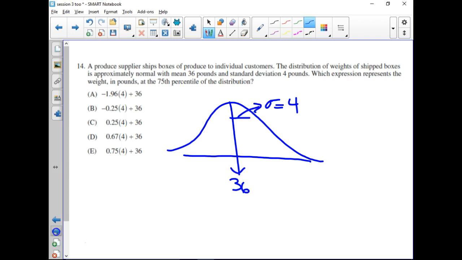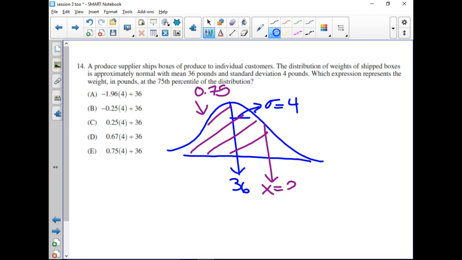Okay, so what does that mean? That's the 75th percentile. Yeah, we're on the right, okay? You can pick an arbitrary point, it doesn't matter. And a percentile always means less than by definition. So that means that this area here is 0.75. Well, the question is asking what's the observation? So I need to figure out what X is.